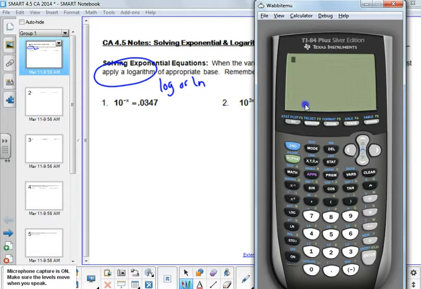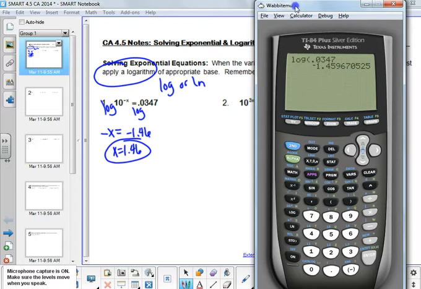So a common logarithm is base 10. It would be very wise of me to apply a common logarithm to both sides in this problem, because the common log and the 10 will cancel each other out, leaving me with negative x equals, and then I will just have to type in log of 0.0347. Because these are numbers, they're just not nice numbers. So negative 1.46, and then if I divide both sides by negative 1, I get positive 1.46.